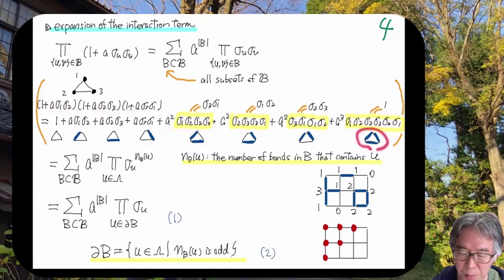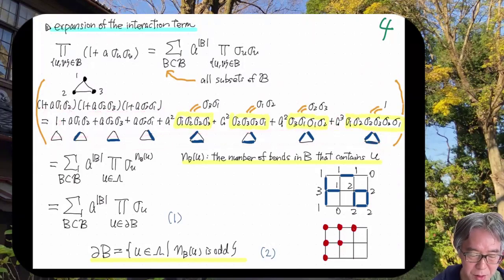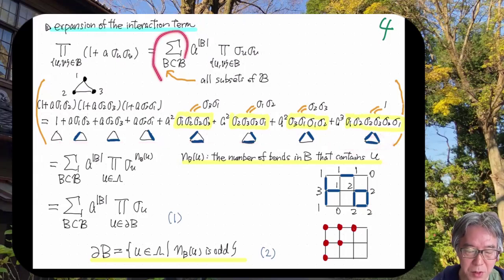And here, for example, I pick this, this, this. So I get a cubed and this thing, and diagrammatically this. But you have seen it is rather clear from this procedure or this picture that this expansion is the same as considering all possible subsets of bonds. So you can write this expansion in this form.